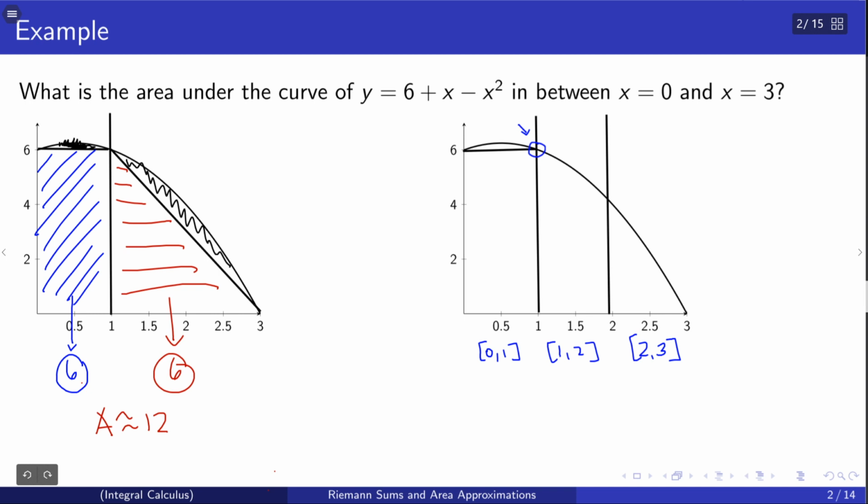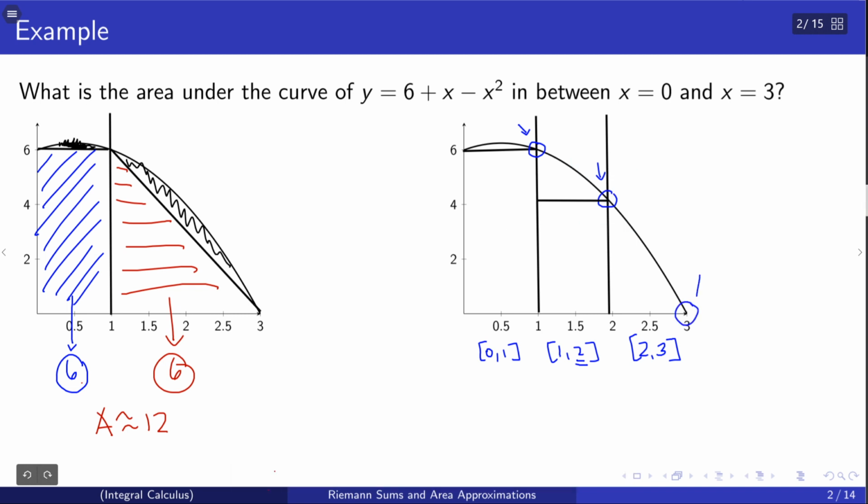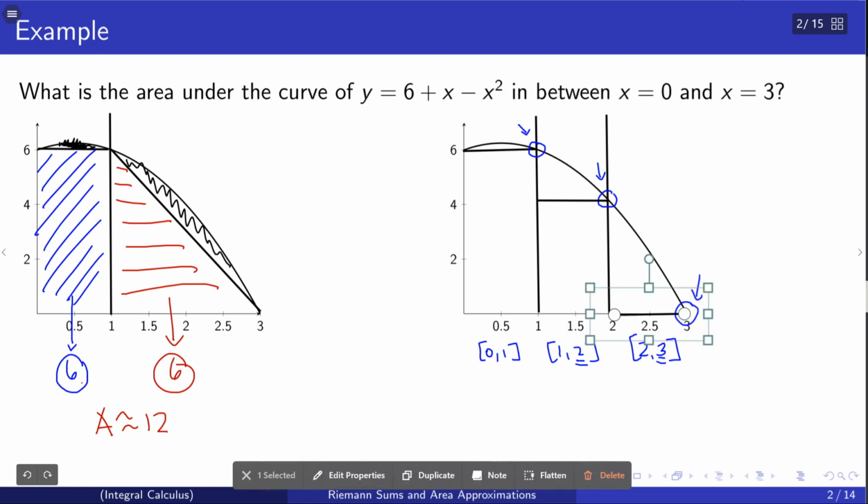From 1 to 2, let's just follow the same train of thought here. Let's pick the right endpoint of the interval from 1 to 2 and set that as the height of our rectangle. And let's do the same thing for the last interval, where x equals 3 is the right endpoint. Oh, but wait, when you plug 3 into your function here, it gives you exactly 0. So this is a rectangle of 0 height here at the end.